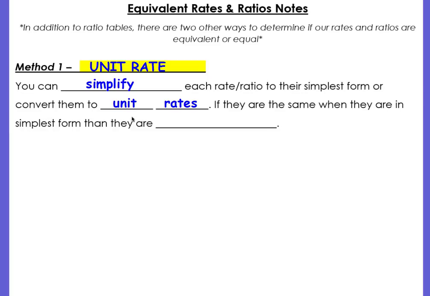Remember, a unit rate is when you find out how much for one. It's that per one. If they are the same when they are in the simplest form, then they are equivalent. And another word for equivalent is proportional. It means the same thing.